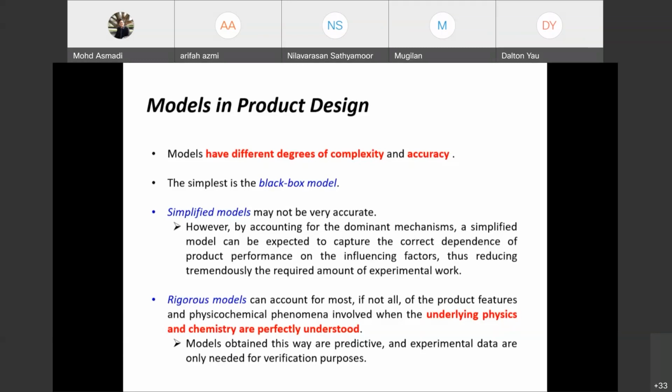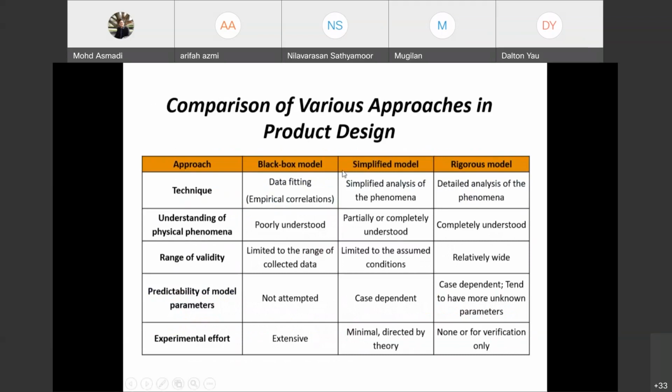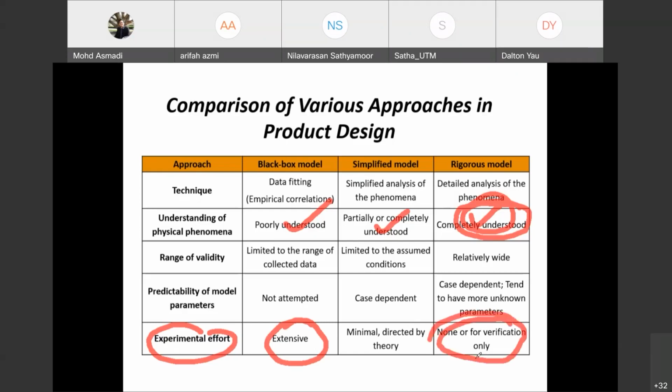As a comparison, if you look at the approach for black box models, simplified models, and rigorous models, the technique for the first is more data fitting, and then simplified, and this one is detailed. Look at the comparison here: not fully understood, partially understood, and completely understood because the rigorous model is in detail. Another difference is the extensive experimental effort. Maybe verification is needed, or no verification. For this one, verification is very minimal. So that is the difference.